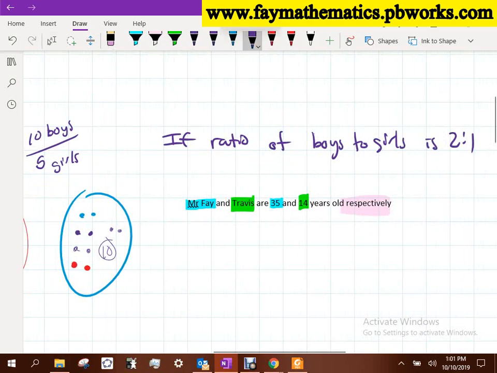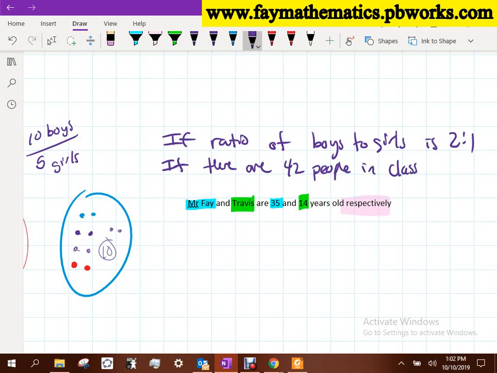Now, let's ask this question. If there are 42 people in class, how many boys? Now, some people might say, I'm going to do a guess and check. Well, if there's 42, there's got to be 2 and 1. Maybe I draw that picture that we did when it was 10 and 5. Then we do something like that, and that's fine.